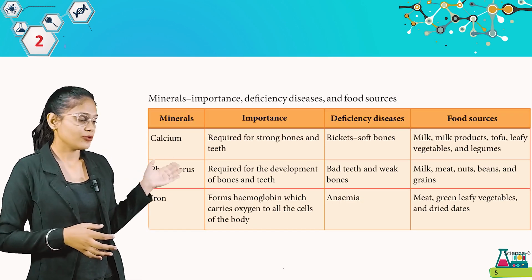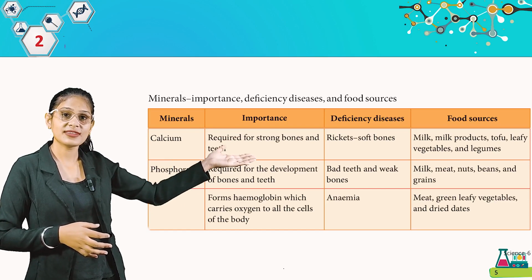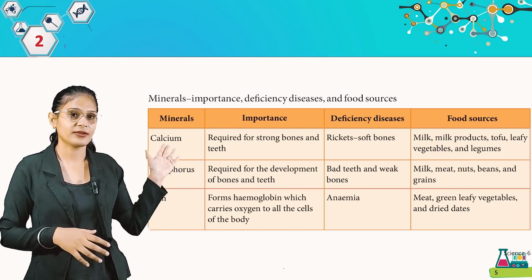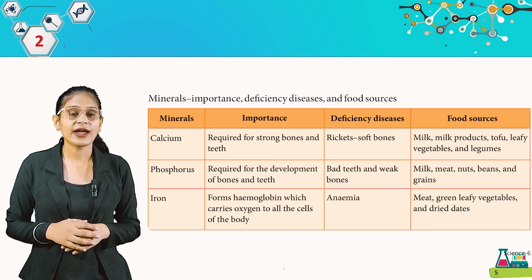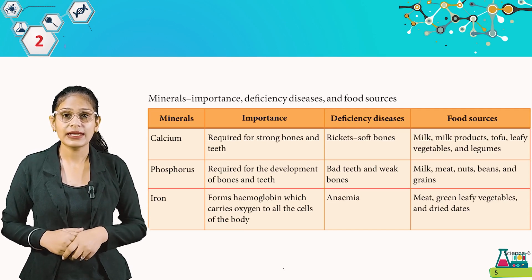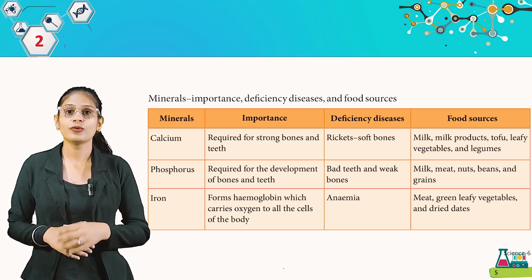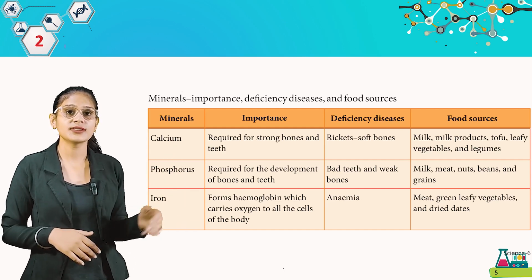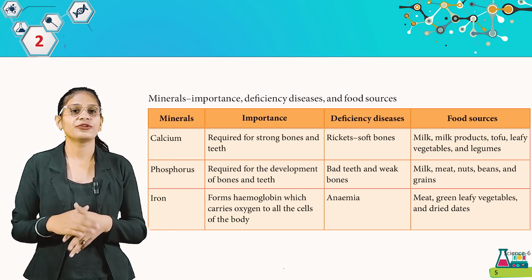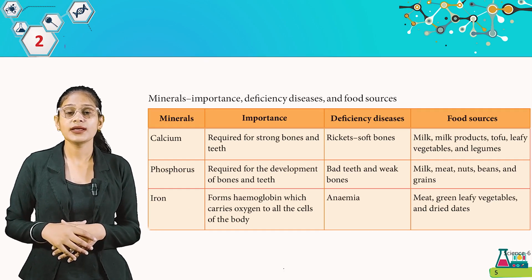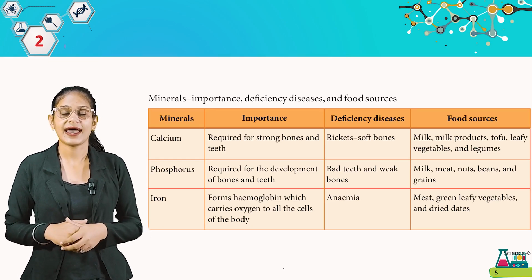Here, minerals, importance, deficiency disease and food sources. Now we read about minerals. Look at the first, calcium. Required for strong bones and teeth. Rickets, soft bones. Milk, milk products, tofu, leafy vegetables and legumes. Here, phosphorus, required for the development of bones and teeth; deficiency causes bad teeth and weak bones. Milk, meat, nuts, beans and grains.